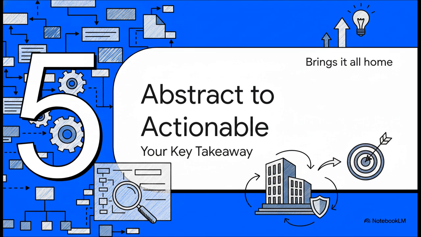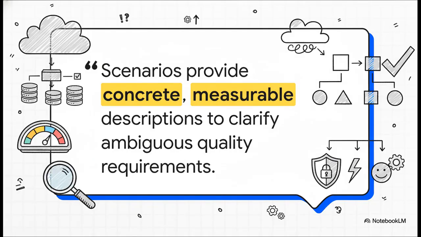So let's bring it all home and really zero in on the single most important thing to remember from all this. If there is one thing you walk away with today, let it be this. Architecture scenarios are the absolute essential tool for taking vague, fuzzy requirements and turning them into concrete, measurable descriptions. They are how we make absolutely sure that everyone, from the CEO to the newest developer, is talking about the exact same thing when they use words like fast or secure or user-friendly.